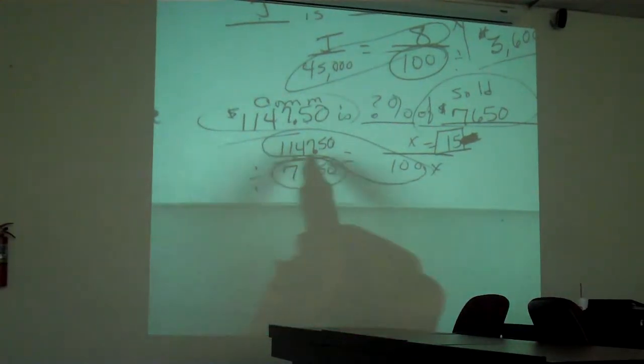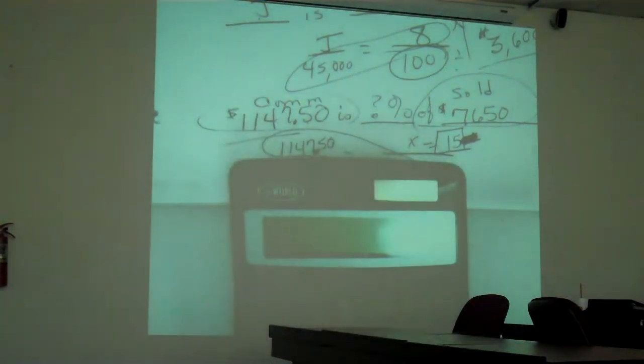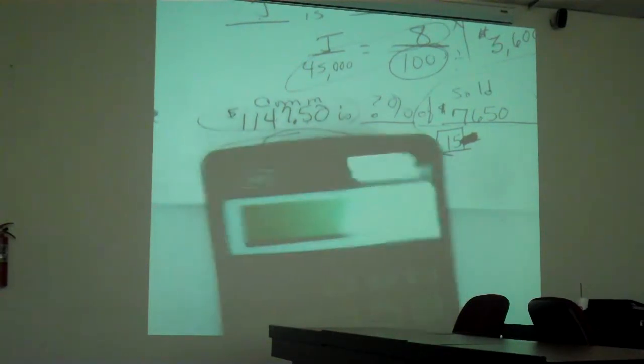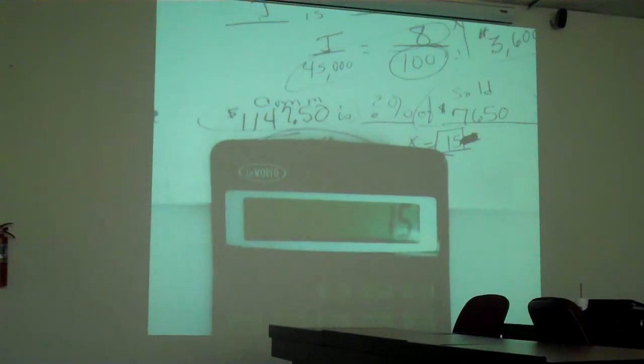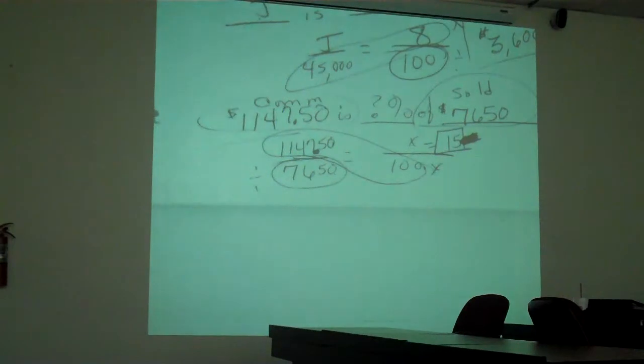Did you put the point 50? Wow. Do you want to try it? Yeah, I do. That's just not right. 1147.50 times 100 divided by 7650. I got 1,000. Okay, we better check your calculator. She's getting it too. Yeah, I'm getting it too.